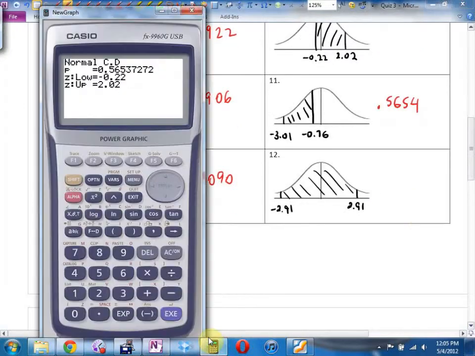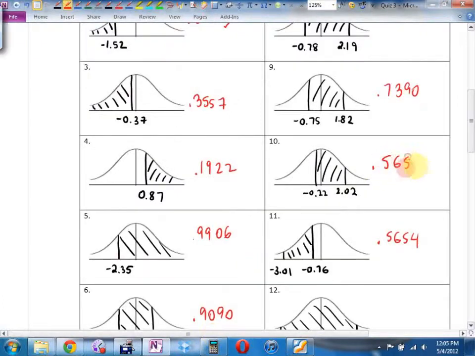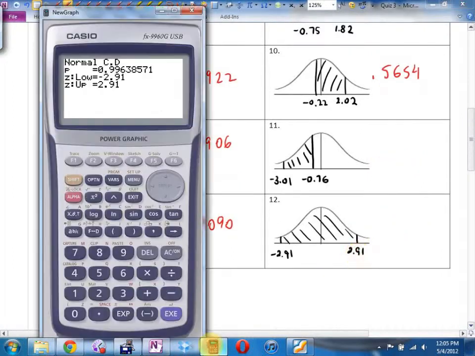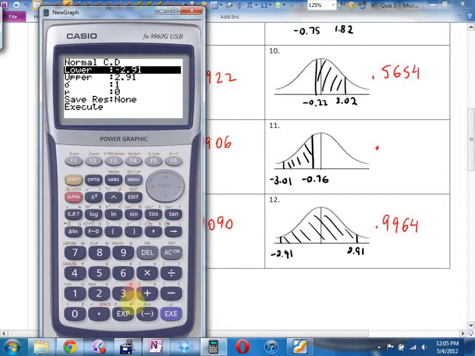And 12, negative 2.91, positive 2.91. This should be fairly big, I'm guessing. Almost everybody. Yeah, 99.64. Did I skip one? Oh, did I skip number 10? Oh, yeah, okay. So that's 0.5654, and this is nothing. I'll come back to that in a second. 12 is 0.9964. Whoops. This is going to be 0.2223.